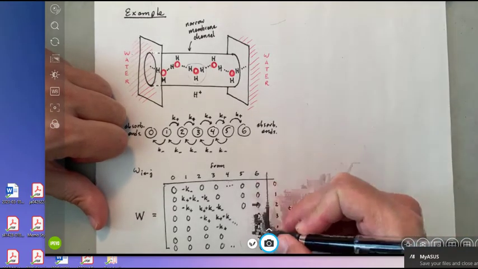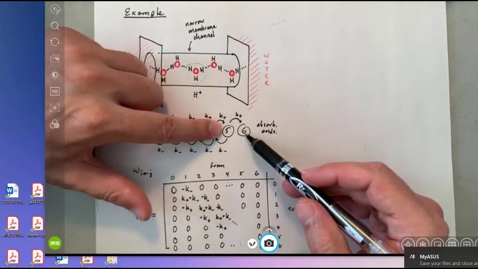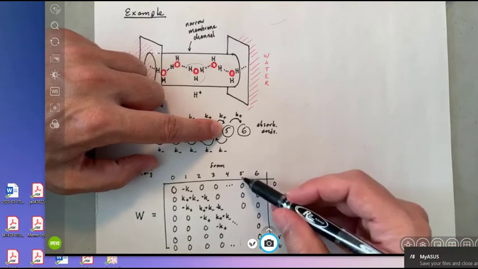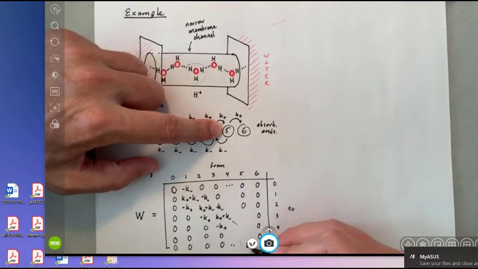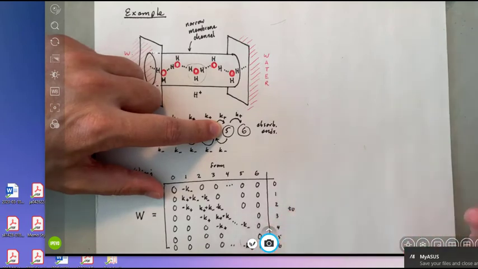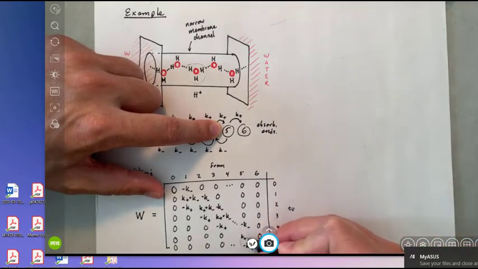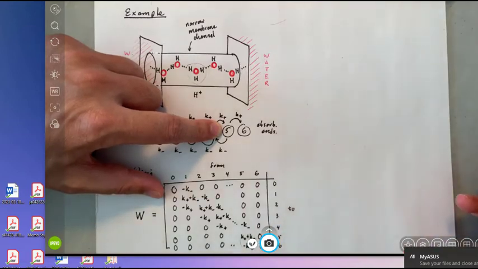Okay, so now state 5. 5 can jump to 6 with a rate constant K plus. So let's put that one in. That would be right here. We put that in with a minus sign. K minus like this. We have 0, and of course this is going to end up giving us a K plus plus a K minus on the diagonal. Okay, so this is the rate of probability leaving state 5 and the rate at which it's arriving elsewhere from state 5.